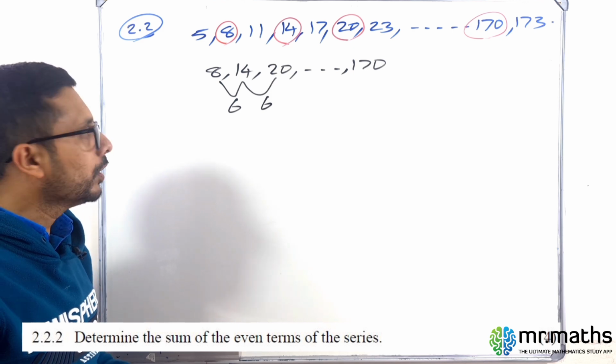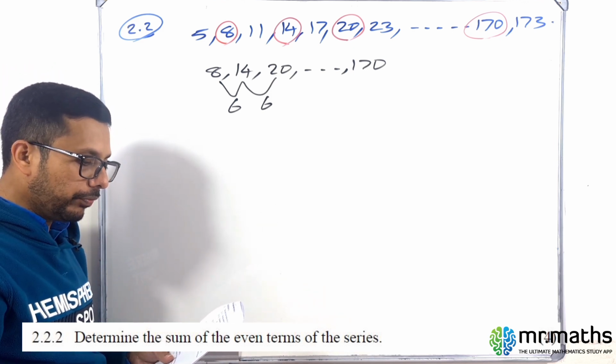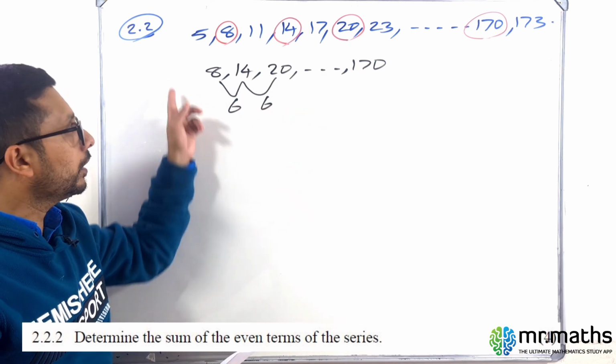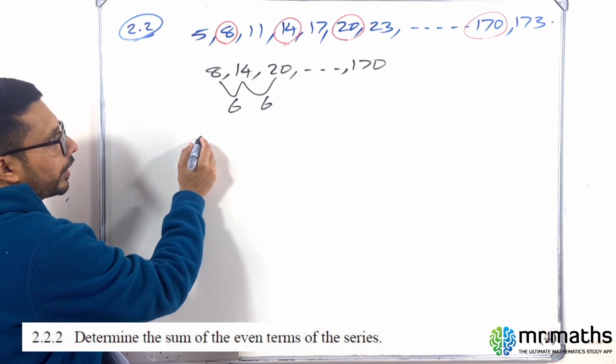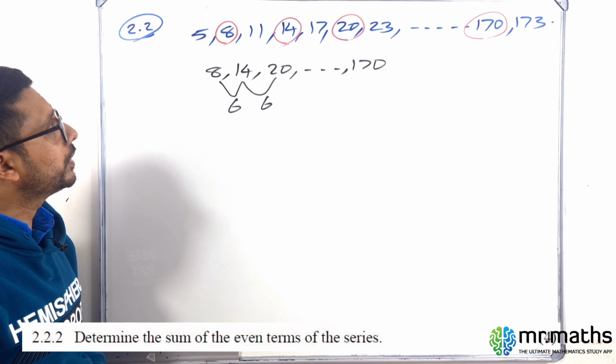Am I right? Here you have to find, what is the question? Determine the sum of the even terms of the series. You have to find the sum of all these numbers. These are the even terms. So here, sum of even terms. How can you write? In this sequence, can you say how many terms are there?